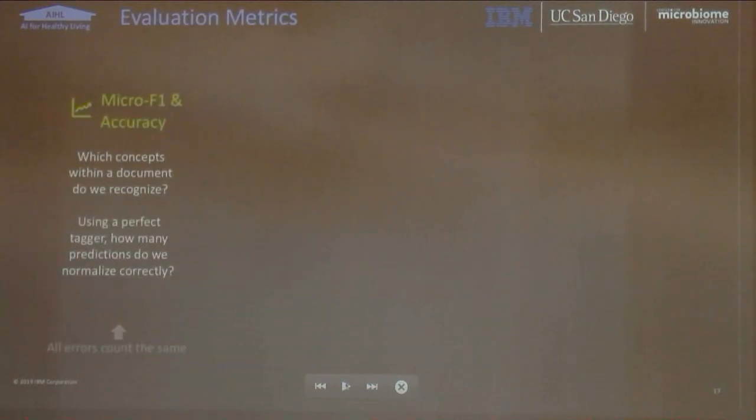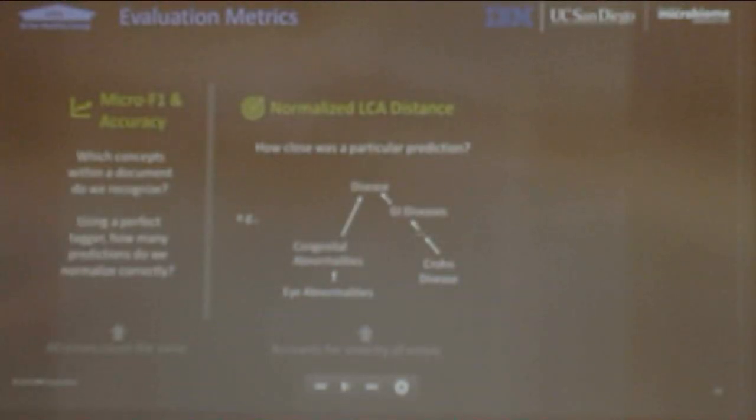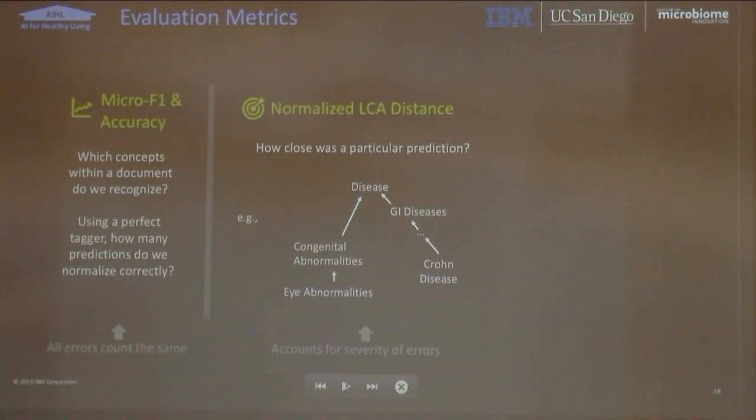Moving on to evaluation, we use MicroF1 and accuracy, which are the standard evaluation metrics for this task. Essentially, that means: what concepts can we recognize within a document, as well as, given a perfect tagger, how many of these perfectly tagged mentions do we classify correctly? But one issue with accuracy is that it treats all errors the same, whereas we have this concept ontology, so we have some idea of prediction quality based on how far apart concepts are within the ontology. So we use this normalized LCA distance as a measure of prediction quality.